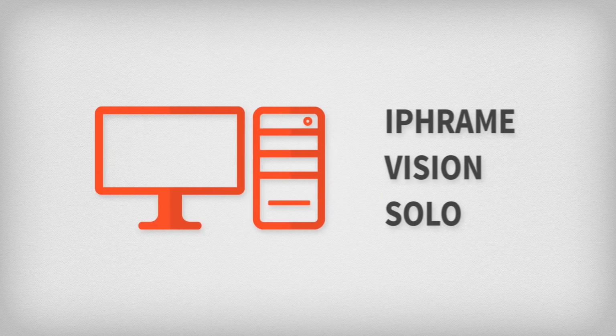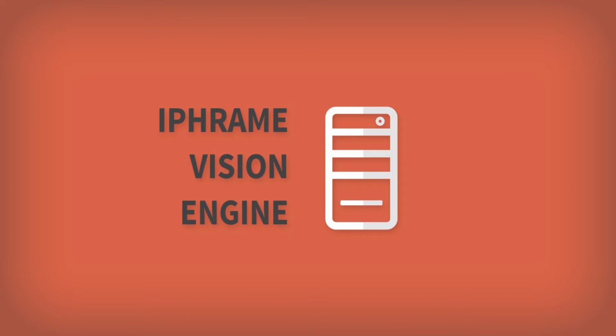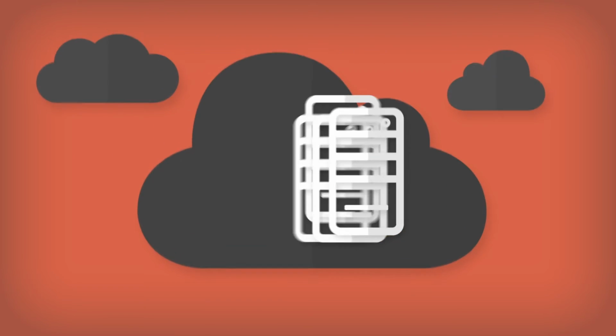iPhone Vision is available as a standalone product, which can be run on standard IT hardware. We call this iPhone Vision Solo because it provides a one-box solution to SDI and IP Vision mixing, saving on setup time. In addition, we can offer iPhone Vision Engine, a distributed architecture which can run on physical servers or in virtual machines.